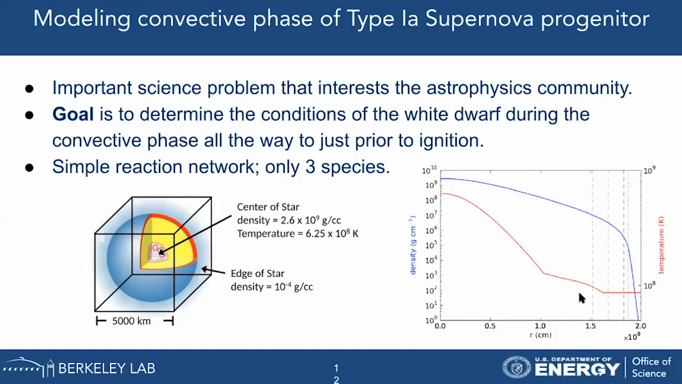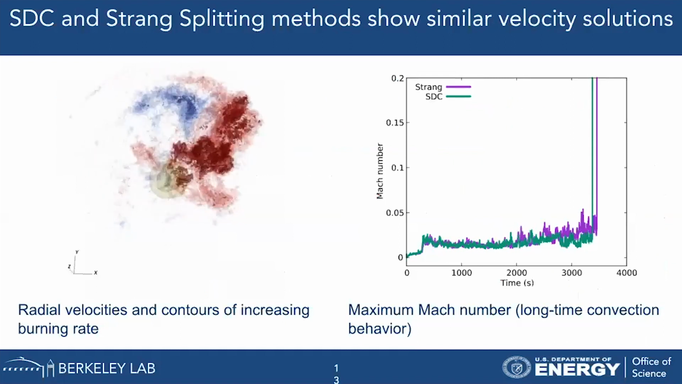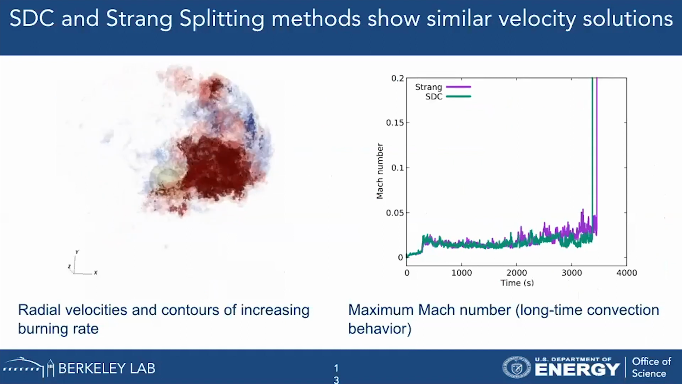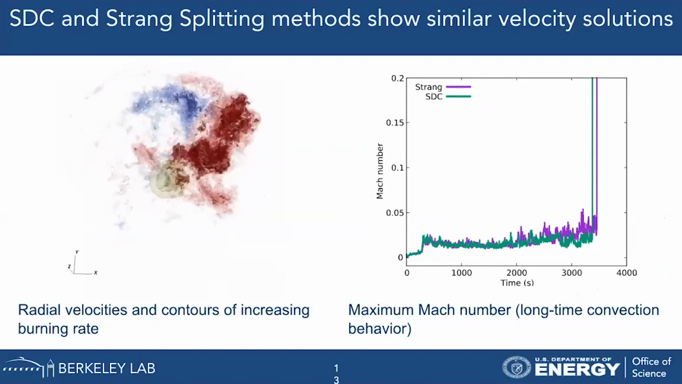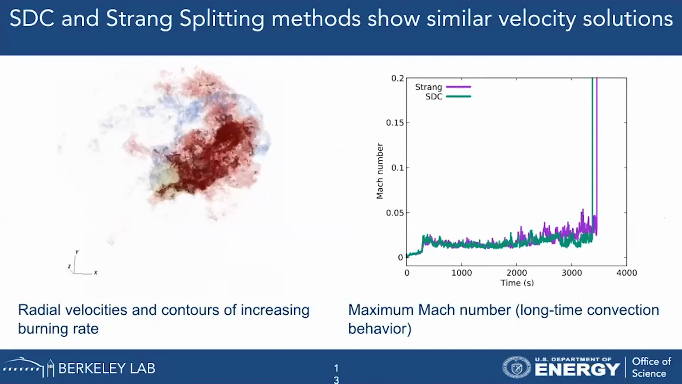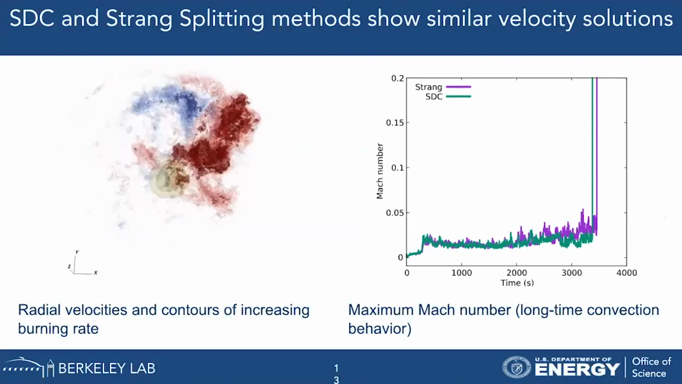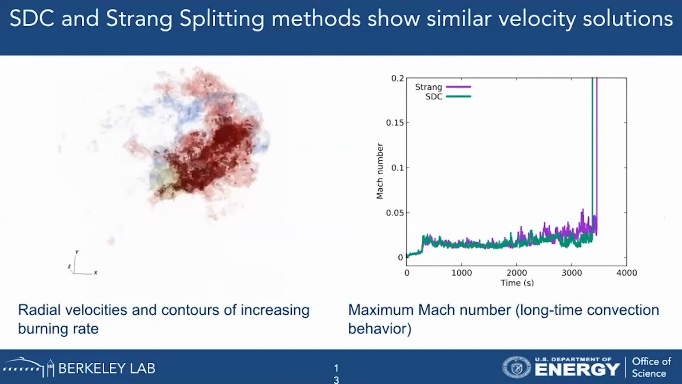The red is the initial temperature profile, and the blue is the initial density profile in the radial direction. So here are some results. This is a plot of the radial velocities, a profile of the radial velocities. On the left side is an animation, where red is the outwards radial velocity and blue is the inwards.